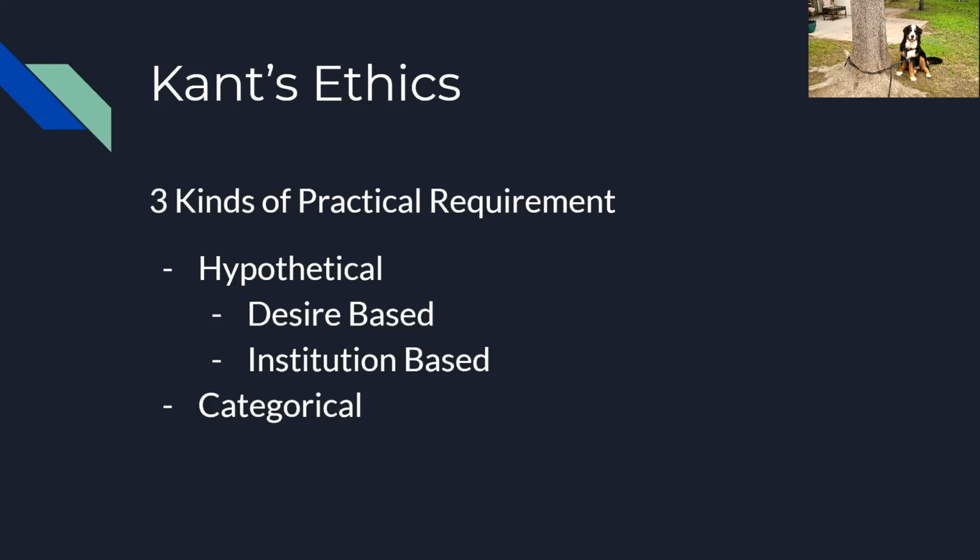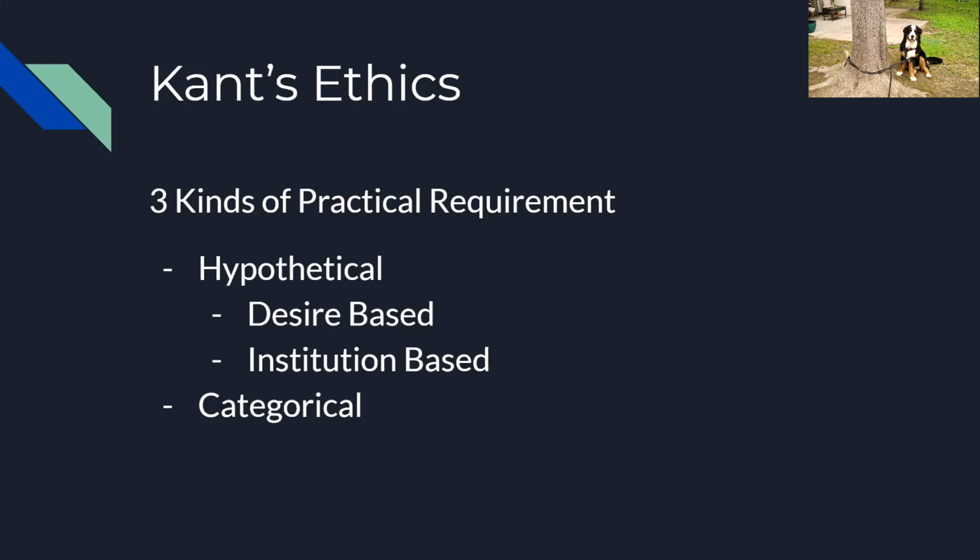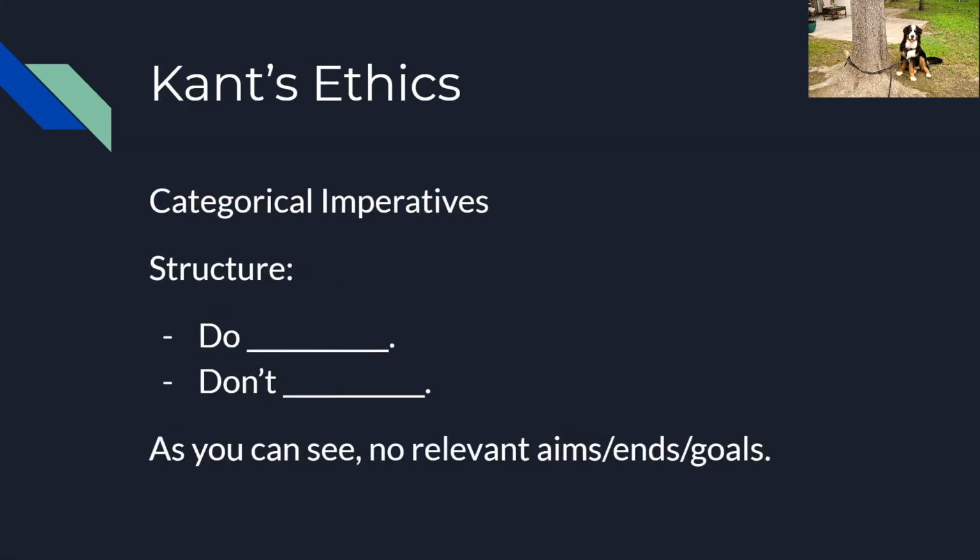So now we've got three different kinds of practical requirement. Hypothetical requirements involve the desire or the institution-based ones, and categorical requirements, which are unconditional. All right, so now what does it mean to say that a categorical imperative applies unconditionally? A categorical practical requirement is one that is structured like this. It doesn't have an if part.